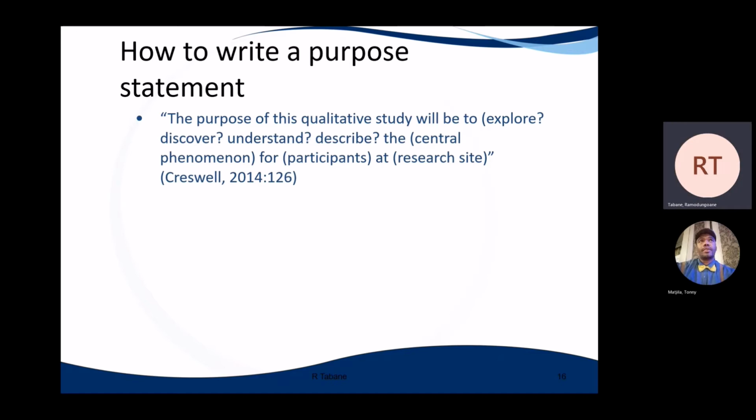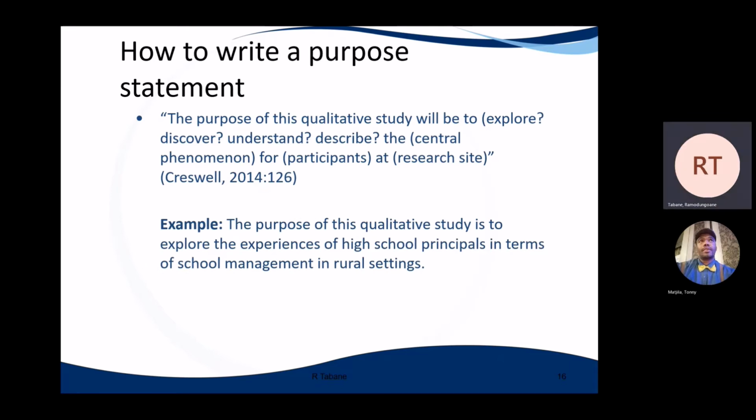He gives you a recipe, and says the statement for your purpose statement must sound something like this: the purpose of this qualitative, the purpose of this quantitative, the purpose of this quasi... we can put in a methodology. So the purpose of this qualitative study will be to do what? To explore, to discover, to understand, to describe the central phenomenon for participants at wherever site. So there is an example.